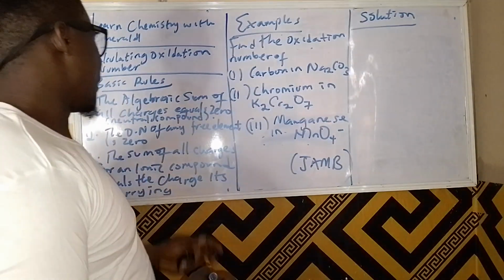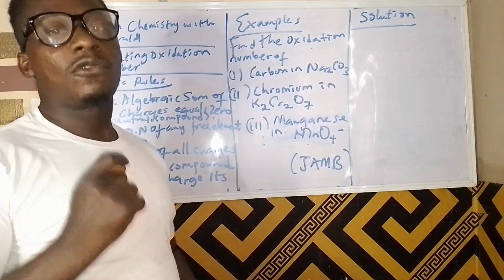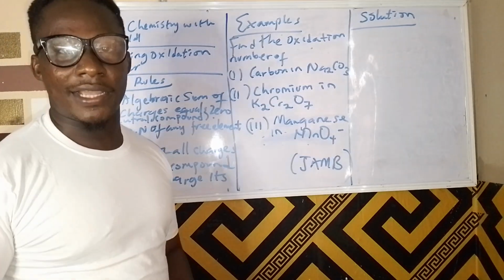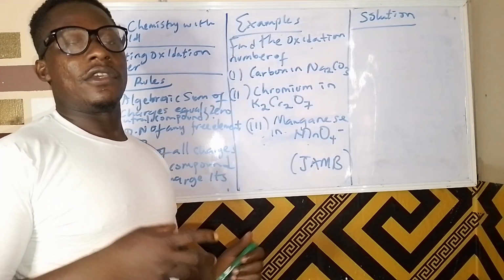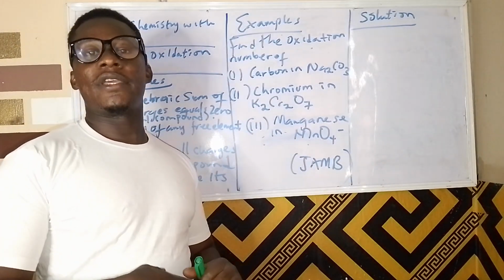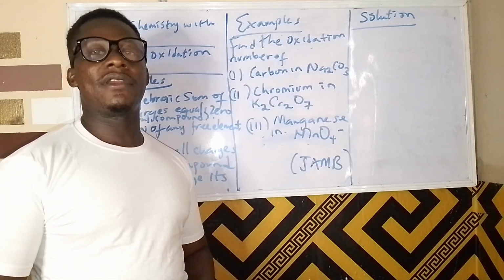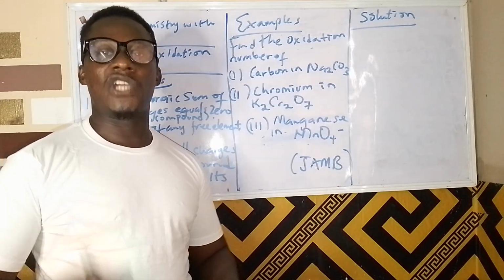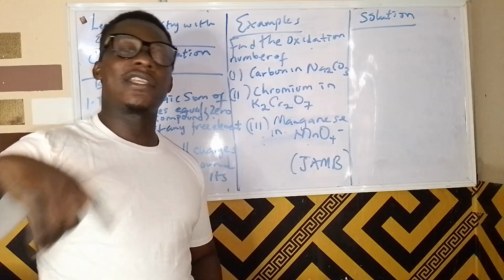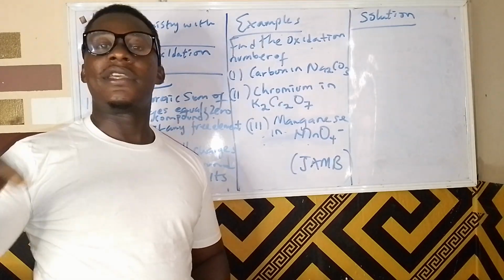And then the third one is that the sum of all charges for an ionic compound equals the charge it is carrying. An ionic compound is a compound that is carrying either a positive or negative charge. It could be a cationic compound, or it could be an anionic compound. So if you have a compound that is carrying charge, the algebraic sum of all charges in that compound must be equal to the charge that the compound is carrying.